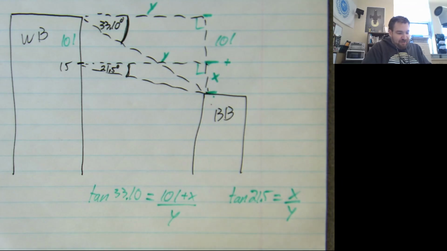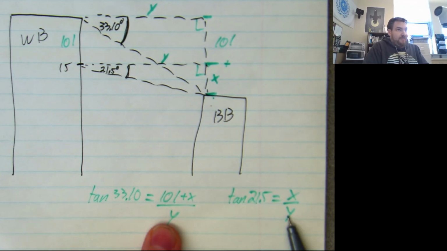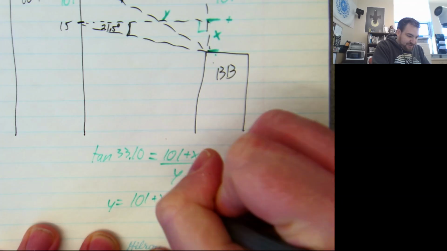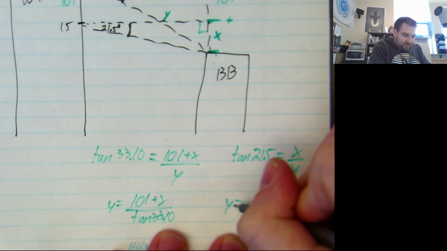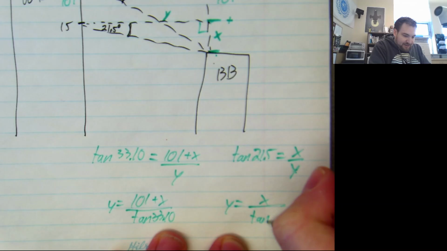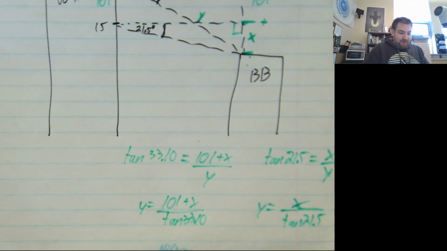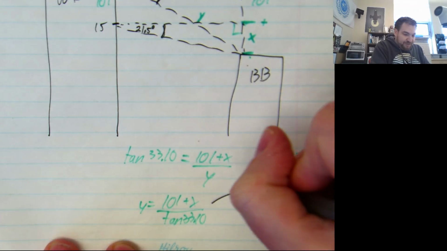Now, I've set these two expressions up, one for each triangle, and there's a variable that they share that's the same on both sides. So what I'm going to do is isolate each of these equations for that variable. You're going to get y equals 101 plus x over the tan of 33.10, and you're going to get y equals x over tan 21.5. I'm running out of space, so I'm going to go over here. Now, if both of these are equal to y, what it means is that both of these expressions are equal to each other.